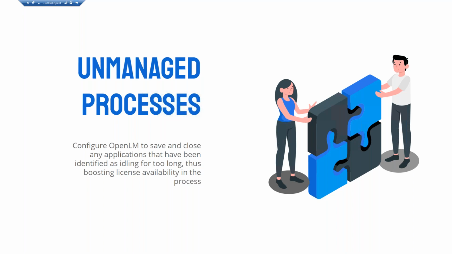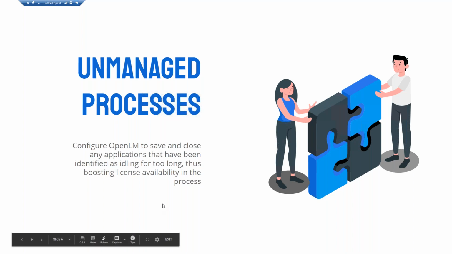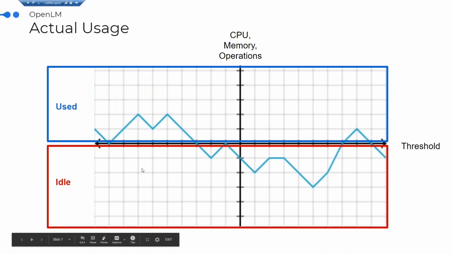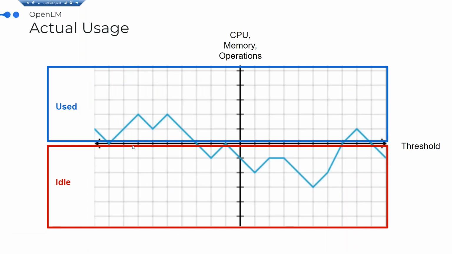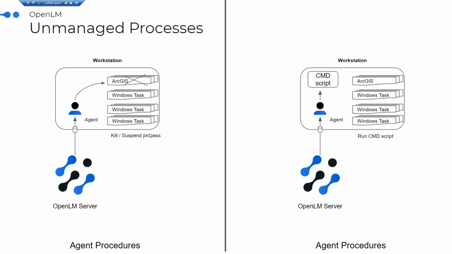So the agent can monitor that as well. The agent monitors processes, so it doesn't care. Just there's a process, I can monitor it. I can give you the same amount of information for these processes. So it can define if it's idle, if it's currently used, and it can also kill the application or run a script on the workstation.